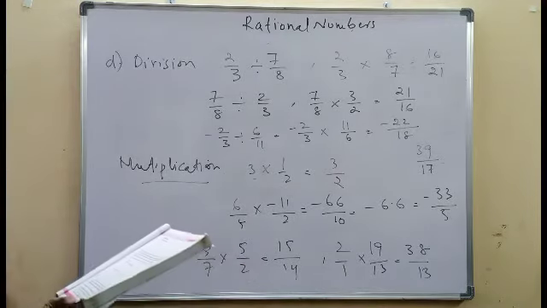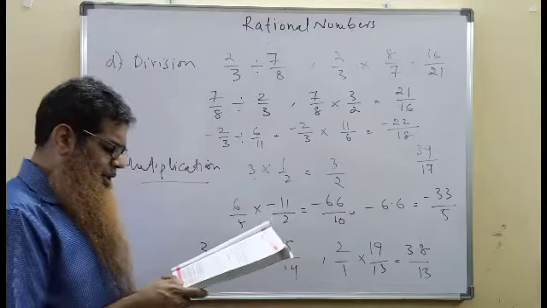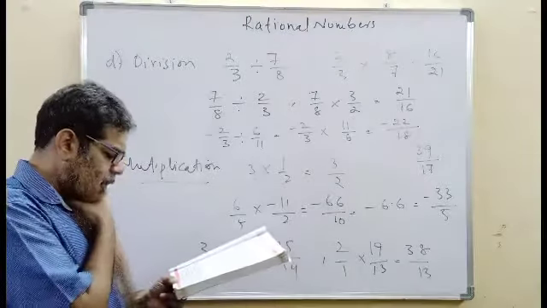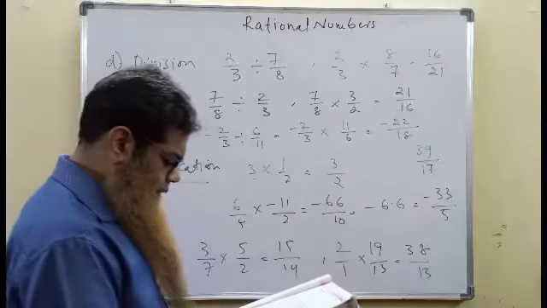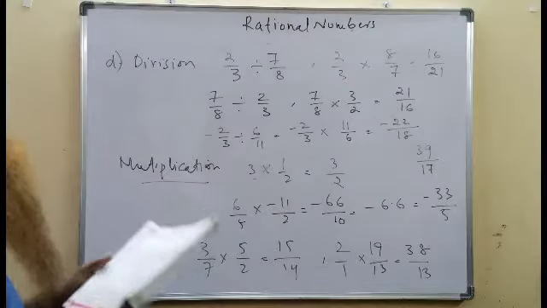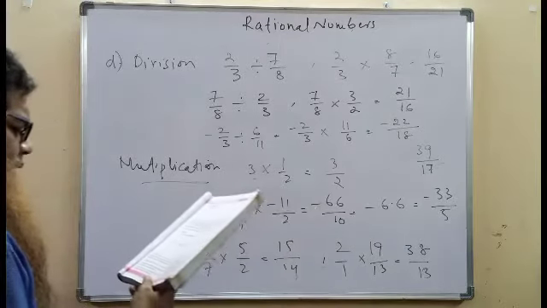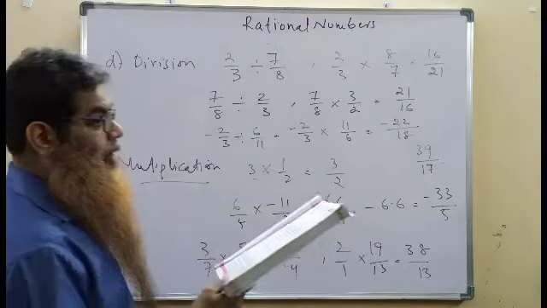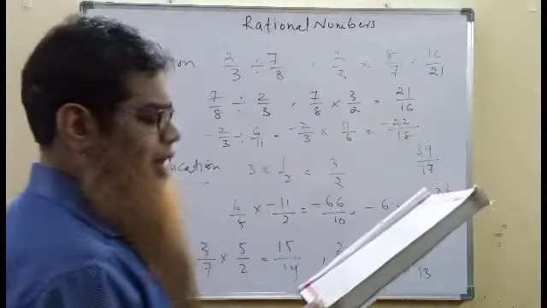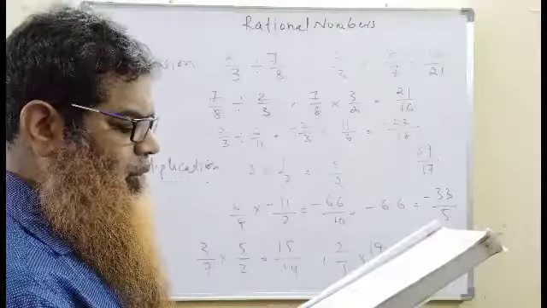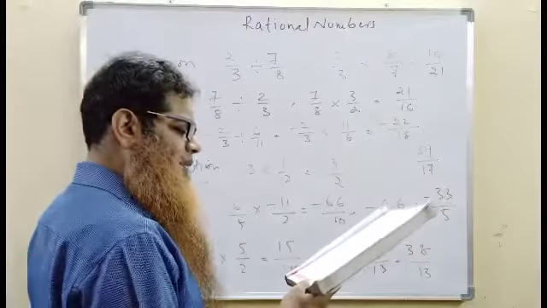Let us check the following. 0 and 5 are rational numbers, and 5 divided by 0 is not defined. Thus, the collection of rational numbers Q is not closed with respect to division. So we can say that if we exclude 0 from rational numbers, then the collection is closed under division.